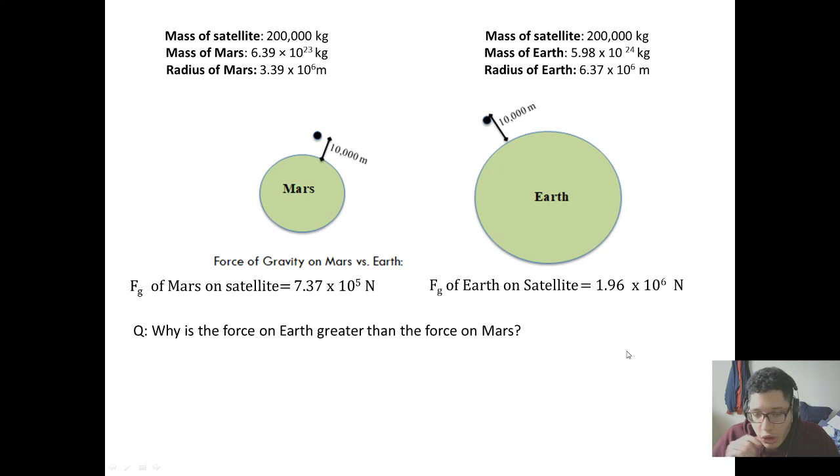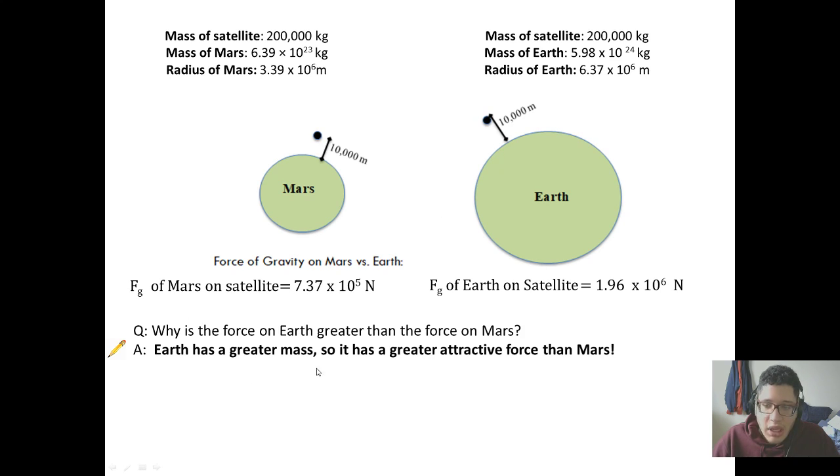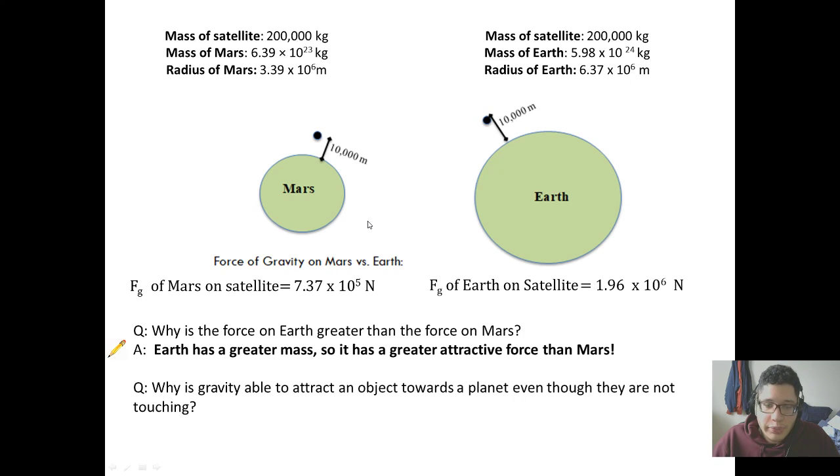So, question, why is the force on Earth greater than the force on Mars? Well, we've talked about this before, the idea of what affects force. Force is affected by mass, force is affected by acceleration. In this case, we know that the Earth has a much bigger mass than Mars. So if you're already taking notes, you can take this down. Earth has a greater mass, so it has a greater attractive force than Mars. Simply because, again, more mass means you can have more force.